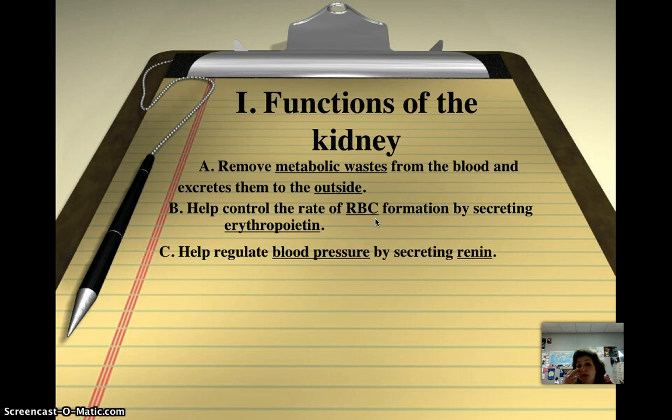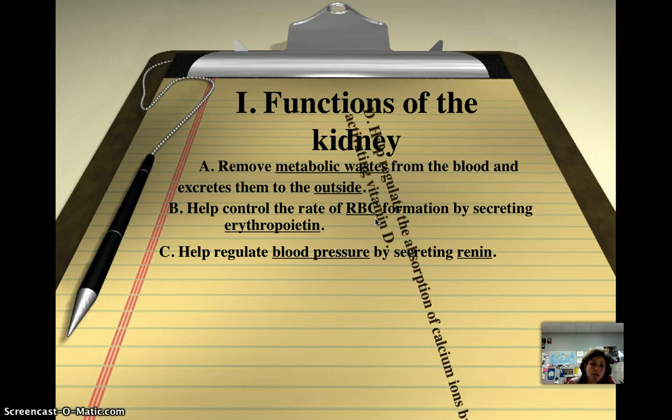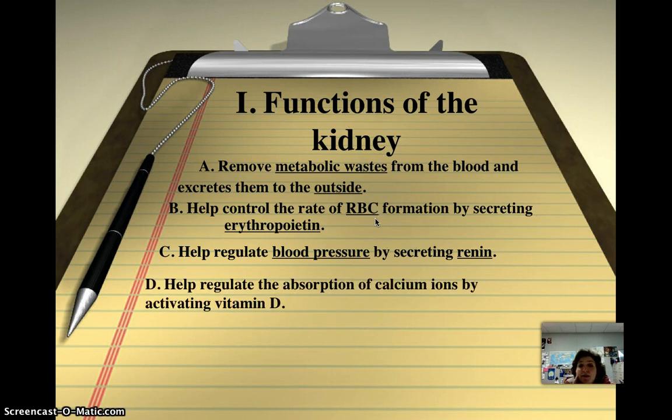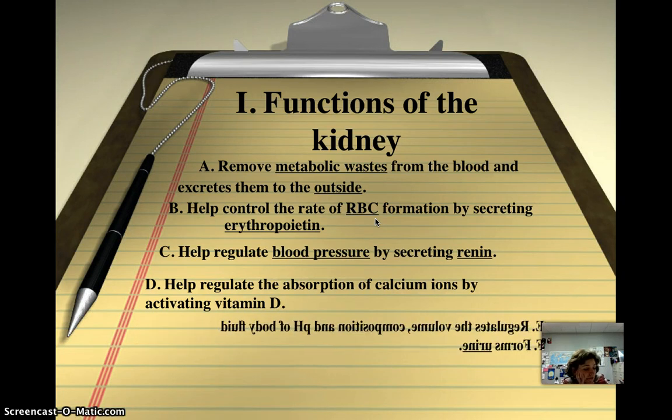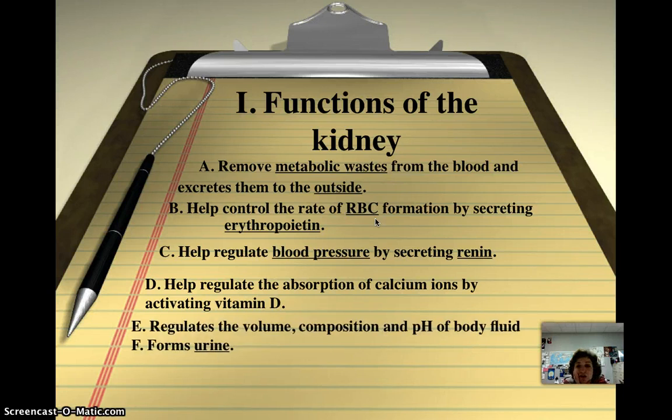Kidneys also help to regulate blood pressure by secreting renin, so they balance out the blood pressure. They help to regulate the absorption of calcium ions by activating vitamin D. And the kidneys also regulate the volume, composition, and pH of body fluid, and they form urine.